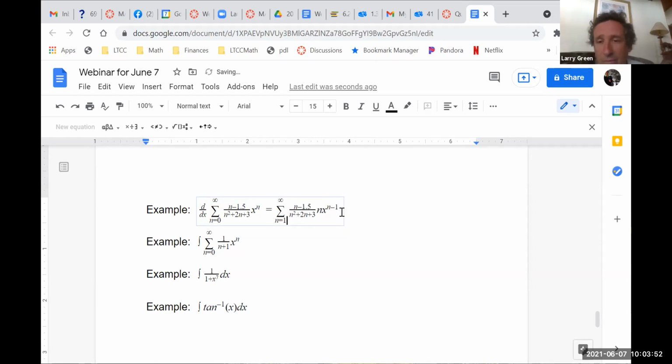I'm done. Okay, notice that whole n minus 1.5 over n squared plus 2n plus 3, that's a constant, right? We're doing d over dx. There's no x there. That's why this is so easy. Do you all agree that was really easy? Okay, there's nothing to it. Derivatives are so simple. You can take a derivative of anything.